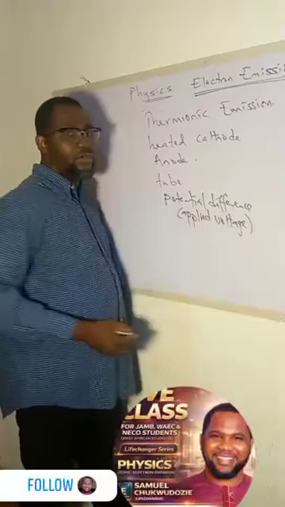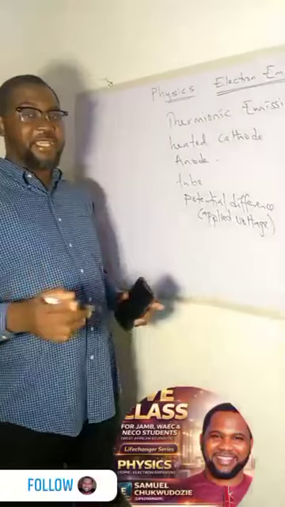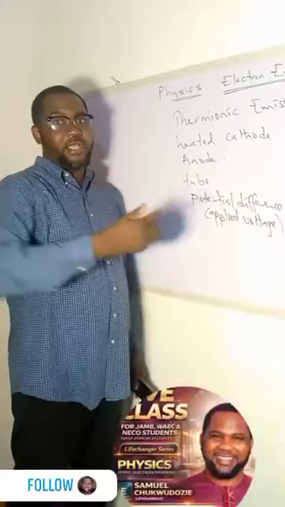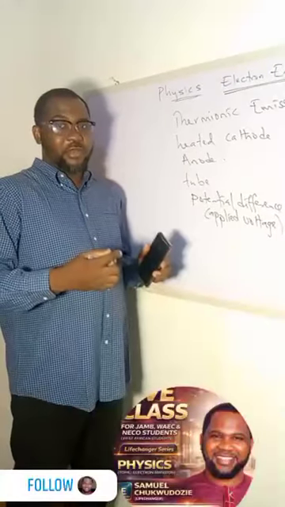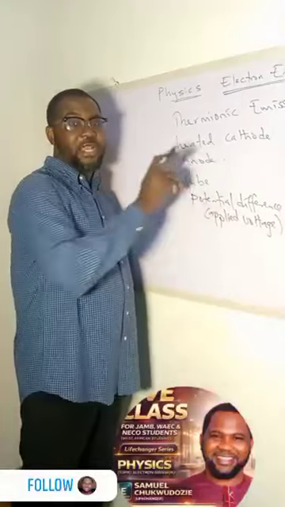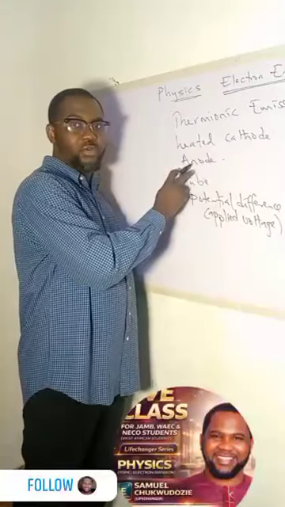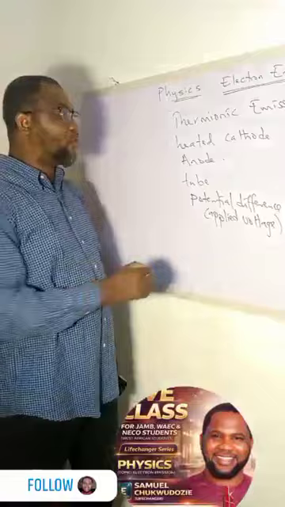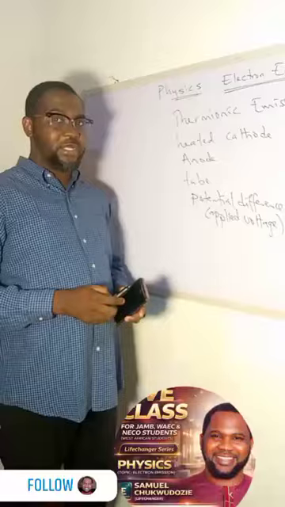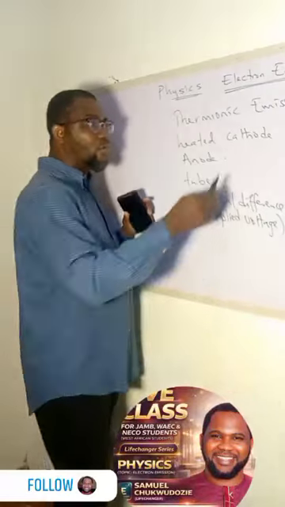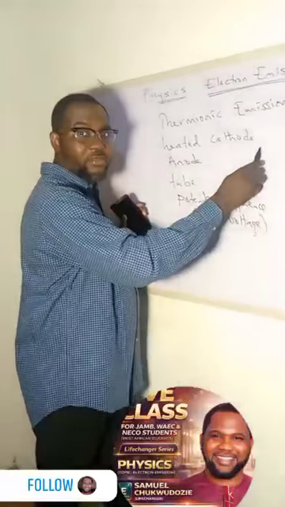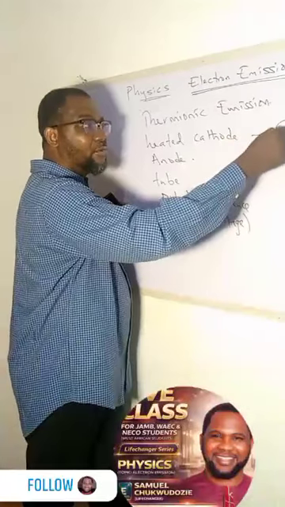So when voltage is applied, the voltage applied hits the cathode. Once the cathode gets heated to a particular point, it emits electrons to the anode. So electrons always move from the cathode to the anode. Now the question is, what are the things we are going to study under this? This is a summary of everything I'm going to be mentioning here.